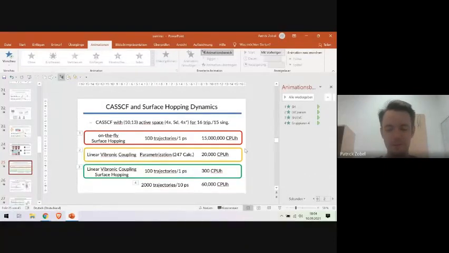What we did is we checked all the CASSCF energies also against CASPT2, and they agreed very well, only like 0.2, 0.3 electron volts off. So this seems like CASSCF gives a reasonable description of these states. Okay.